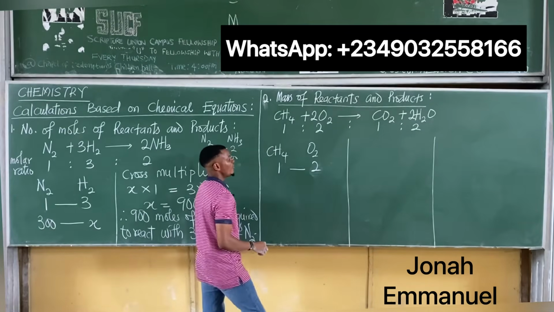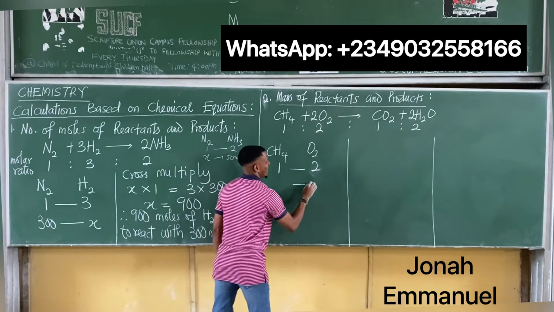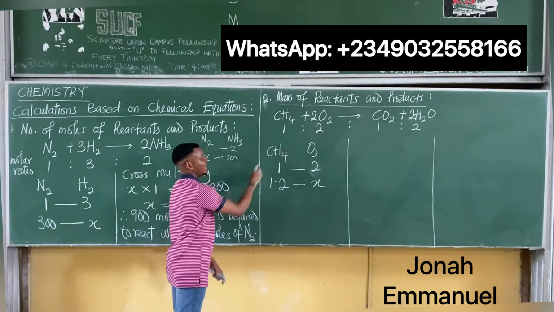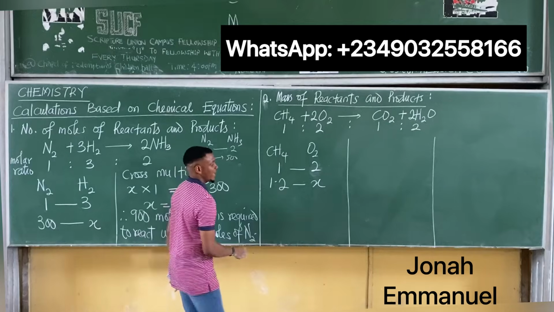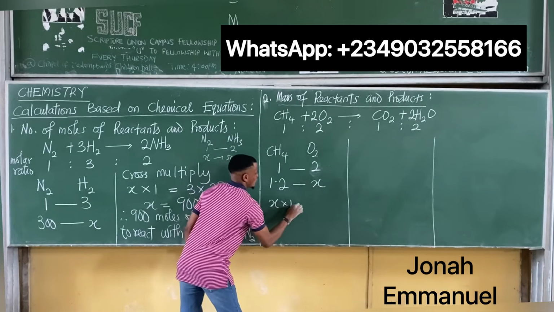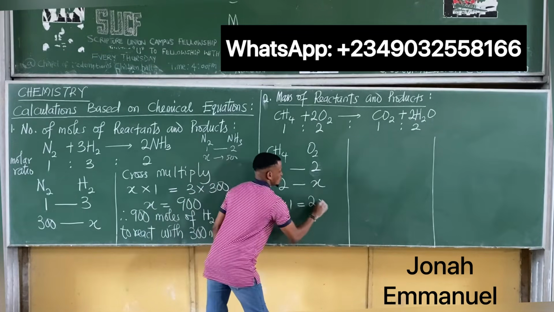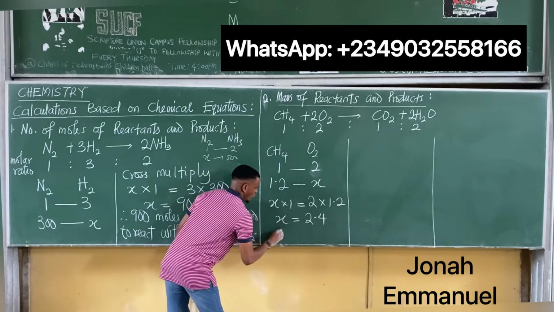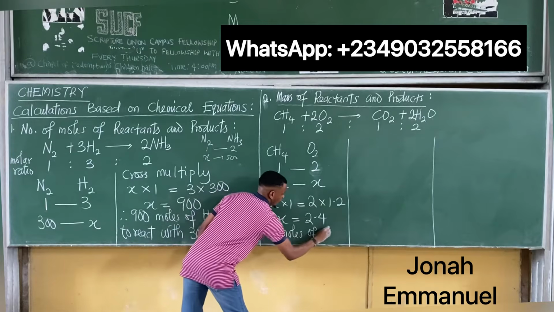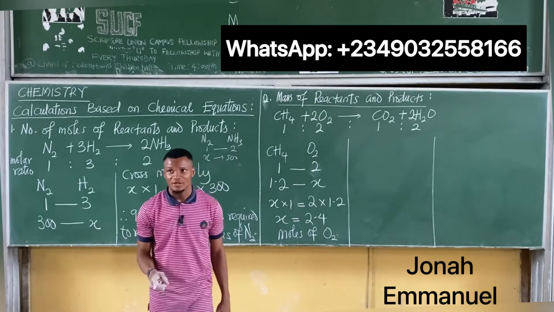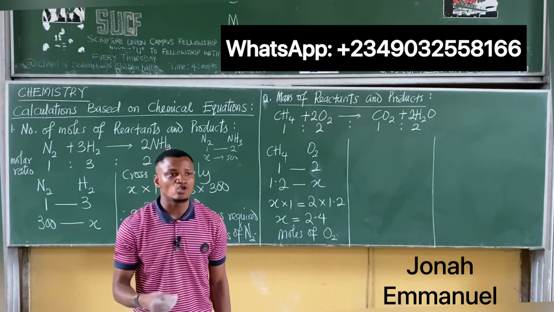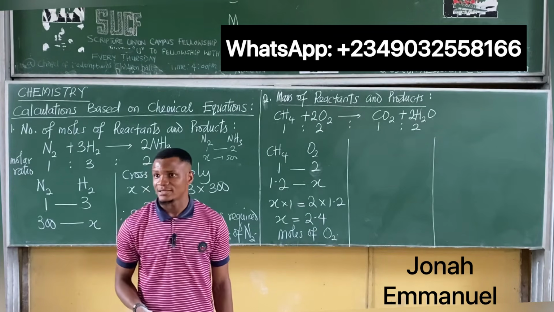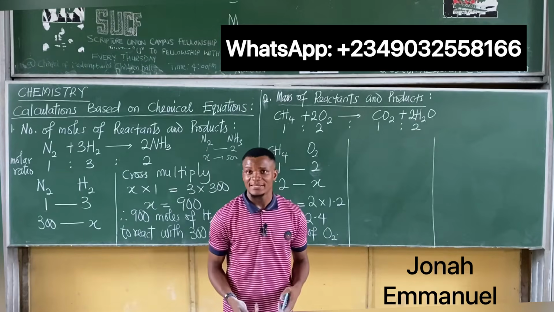We said the number of moles of oxygen should be X, so X corresponds to 1.2 moles of methane. Of course, to find X, cross multiply: X times 1 is equal to 2 times 1.2. So X is equal to 2.4 moles of oxygen. Now check your question. It didn't ask you for how many moles of oxygen. It asked you for mass. I have the mole of oxygen. Can I find mass? Yes.